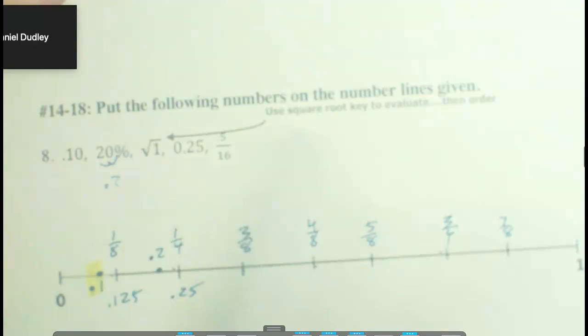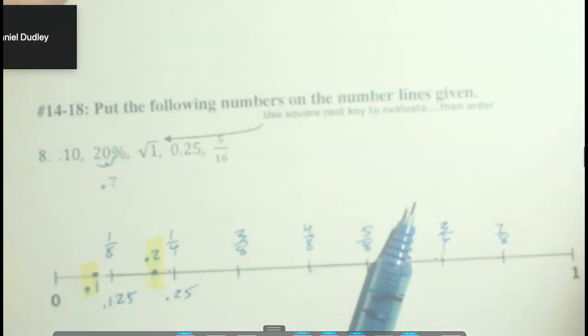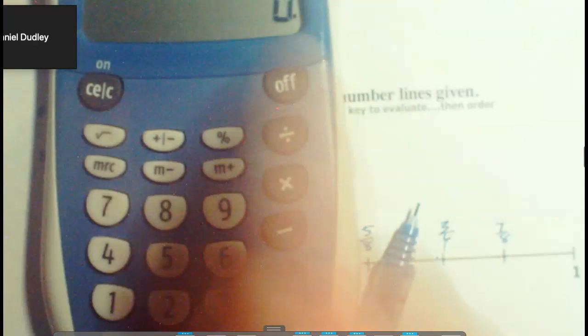Now we have 20%. Again, 20% is 0.2. Well, if you do 1 divided by 4, it's going to be 0.25. So that's going to be in between here someplace. This may be 0.2. We'll highlight that so you can see that. And these are just approximations. Then we have the square root of 1. Let's check that out.